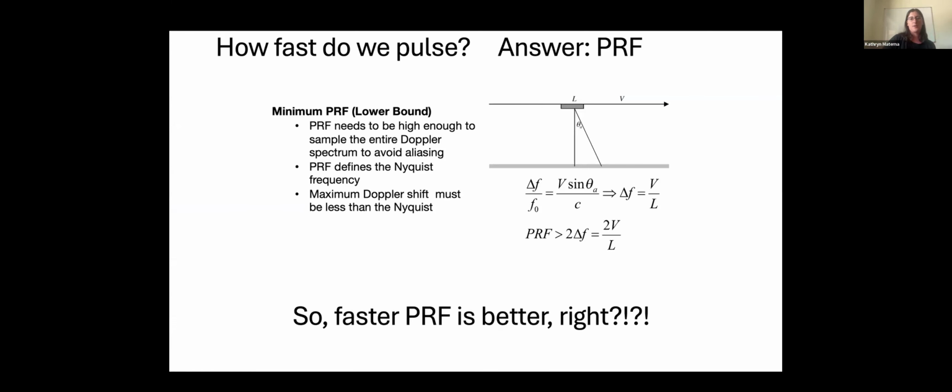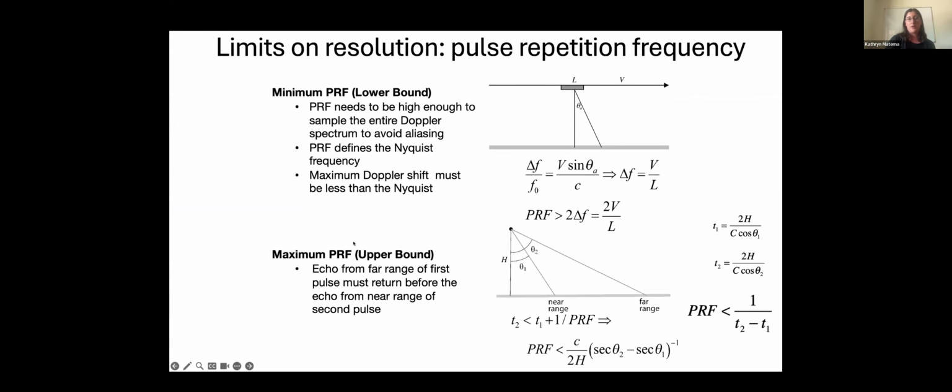But we have an upper limit too. We can't pulse infinitely fast because all of the EM waves that have come from both the near range and the far range need to return to the satellite before we can pulse again. So there's a lower bound on the pulse repetition frequency given by the Doppler. There's an upper bound on the pulse repetition frequency given by your geometry, how far you are from the ground. The return from the far range must come back before you pulse again. And so there's this narrow range of pulse repetition frequencies that we can use.